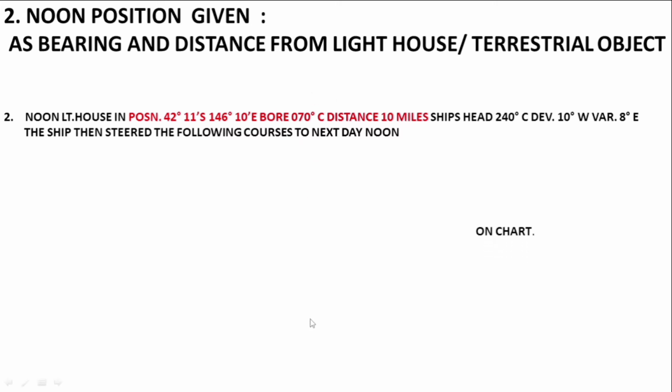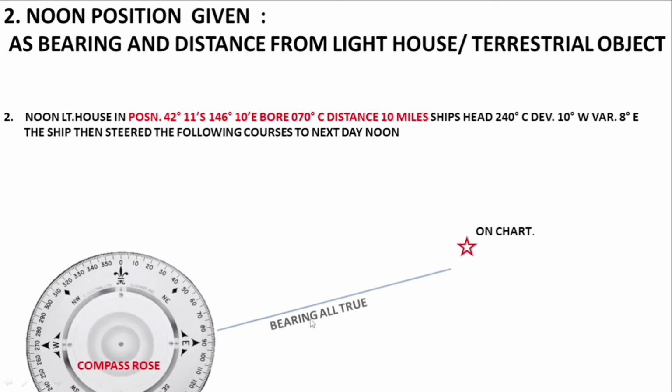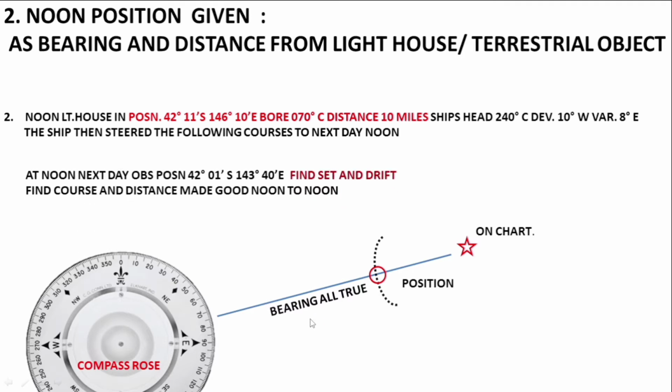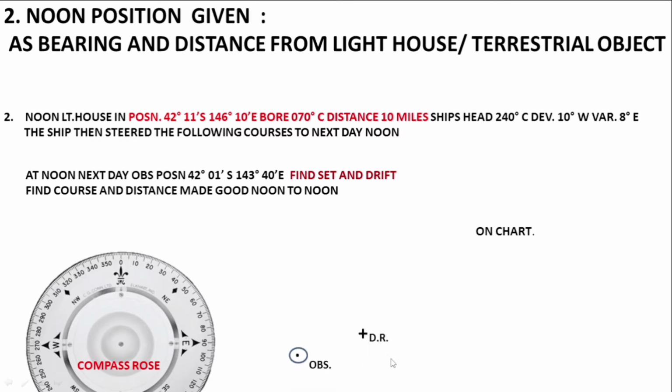Now if it was a chart work question, it was very simple. You would have seen the light on the chart. You had the compass rose, you had taken the bearing, and whatever distance had been given, you would make an arc, and that would be your position. And then if he had asked you for the set and drift, you would have plotted your DR position, you had your observed position, and from DR to observed, measuring along the compass rose, you would get your set and drift.